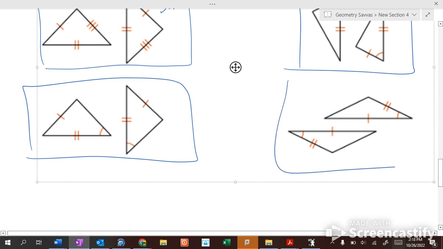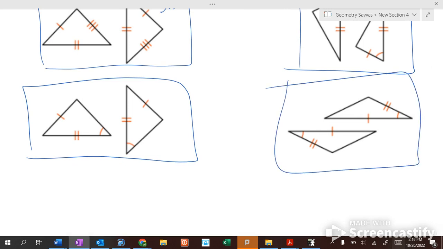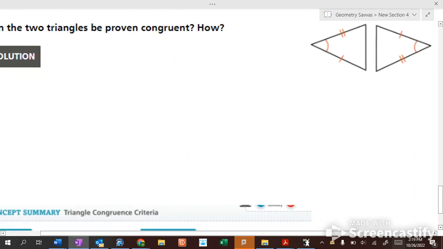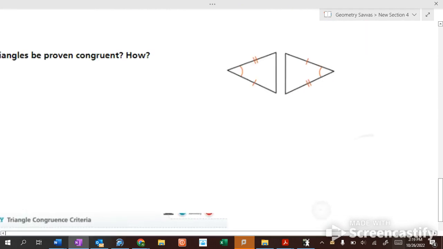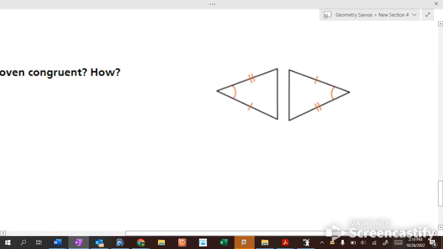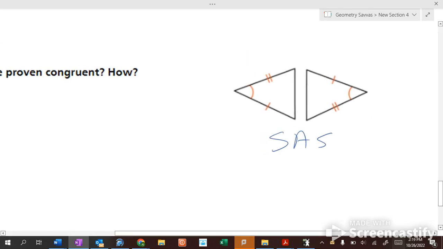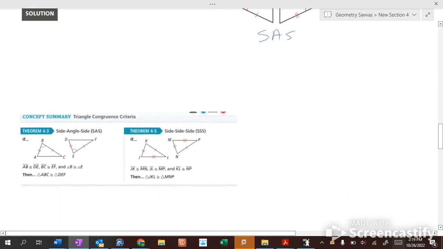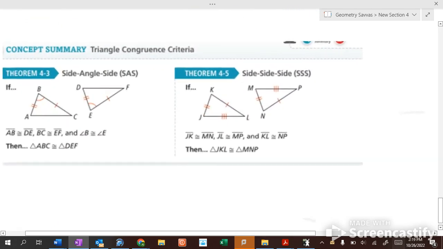All right. What's this one? Side, angle, side. So are they congruent? Yes. These are congruent by side, angle, side. These are not. We can't say that those are congruent. What about these two? Congruent by side, angle, side: two sides and the angle in between them. If you have some other random angle, it doesn't work.